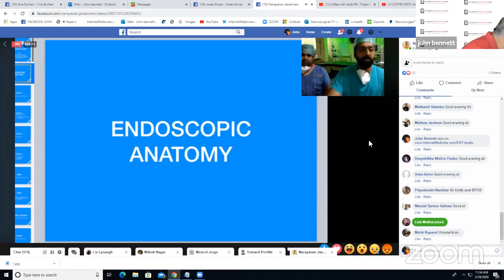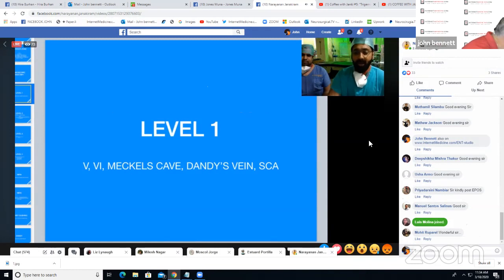Now let us see the endoscopic anatomy. The endoscopic anatomy is divided into levels. Level 1 is you look at the 5, the 6, the Meckel's cave, the Dandy's vein and the SCA. Of course I'm going to show you everything.